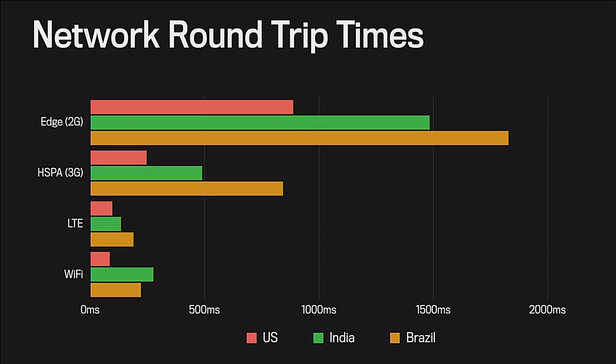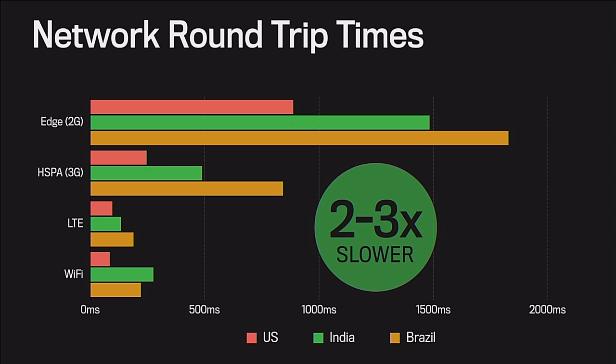So the thing that stands out most here, the US is the red bar, is that even on the exact same network technology, we've got 2G, 3G, LTE, and Wi-Fi, the connection speeds in the US are 2 to 3 times faster. I guess it's 2 to 3 times slower in the others. This is kind of interesting, though, because you'd think same network technology would have similar speed. Another thing that's interesting to note here is that the LTE connection speeds in Brazil and India, the other 2 countries here, are actually faster than the Wi-Fi speeds in those countries.